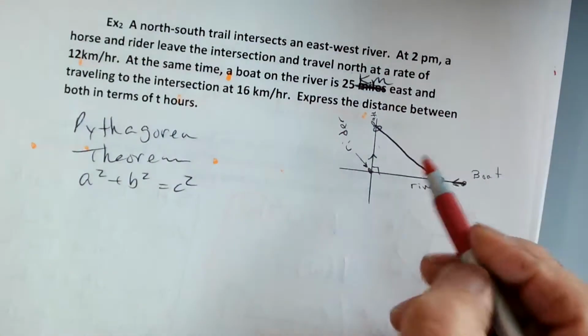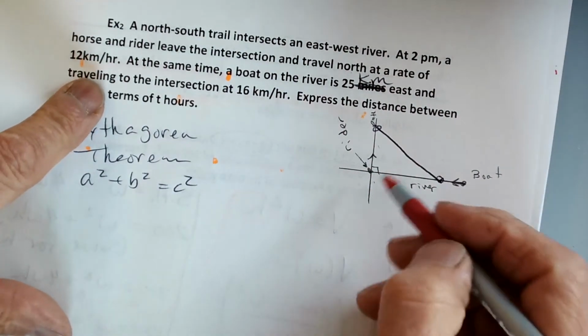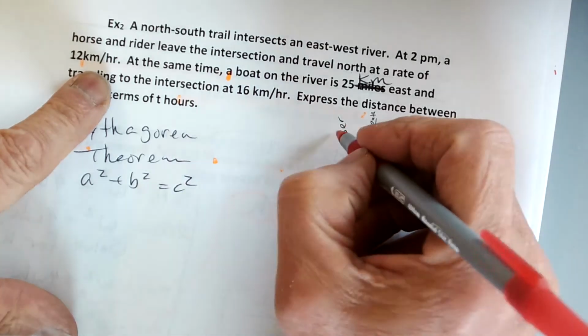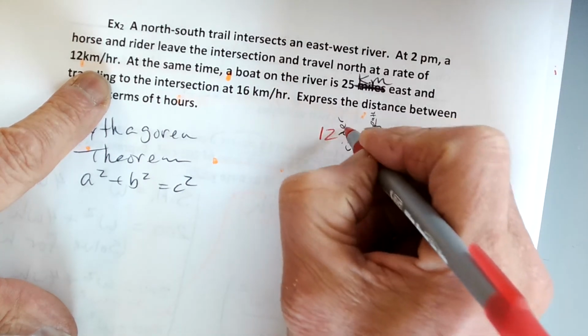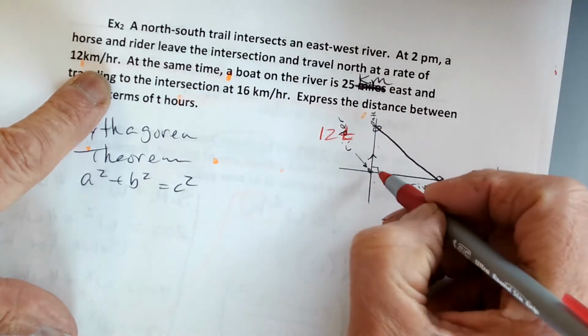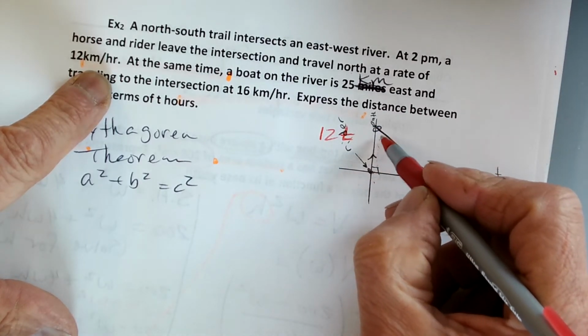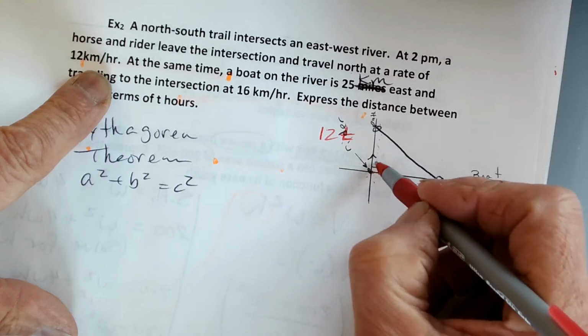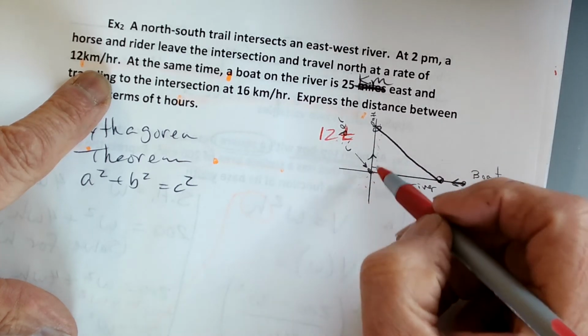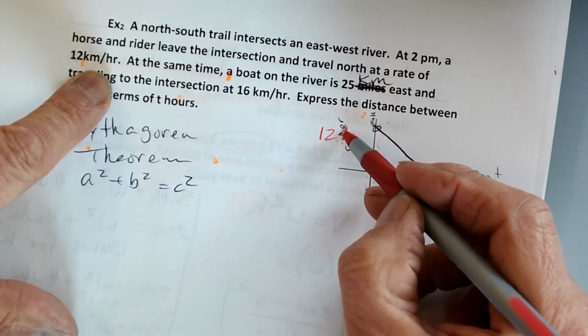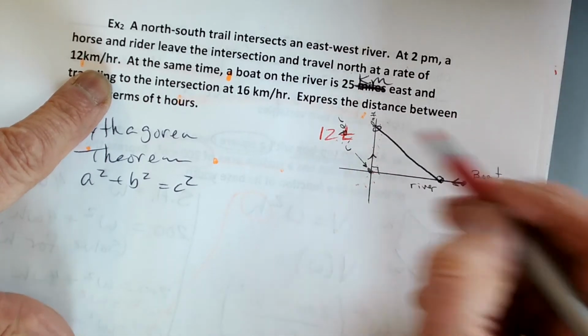Well, the rider is going 16 kilometers per hour, right? No, 12. So we're going to call that 12t. As I'm on the horse moving away, my distance increases at this rate. After 1 hour, I'm 12 kilometers away. 2 hours, I'm 24 kilometers away. Half an hour, I'm 6, okay?